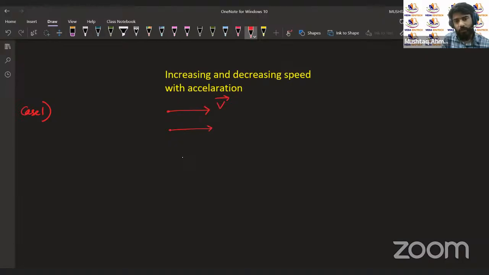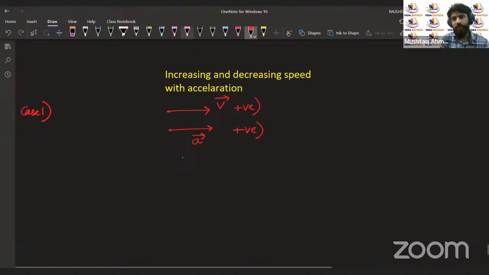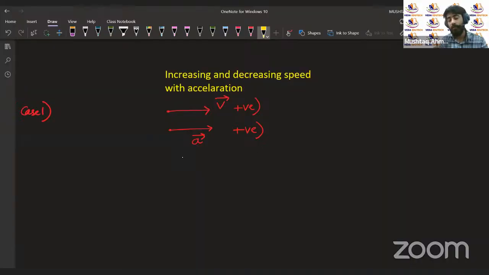And acceleration is also in this direction, right? By convention, we take the positive x-axis of a Cartesian system as positive and the negative x-axis as negative. All these conventions will be followed here, right? So we can say that velocity is directed along the positive direction, and the acceleration is also directed along the positive direction.